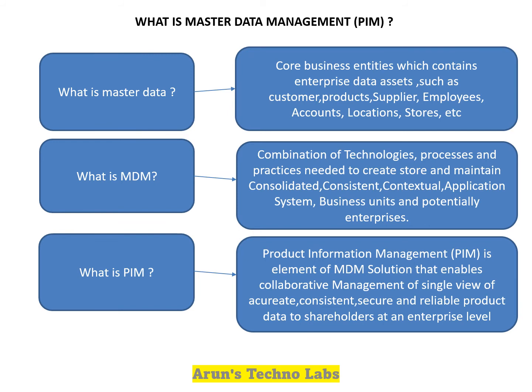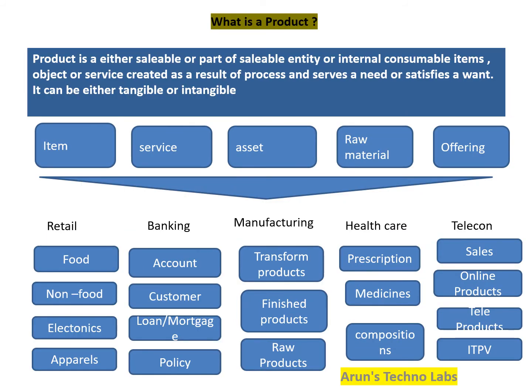The next slide is about the product. A product is a saleable entity, or a consumable item or object, and it can be tangible or intangible, physical or logical. It also covers things like item, service, asset. It can be a raw material or offerings. These are all self-explanatory.